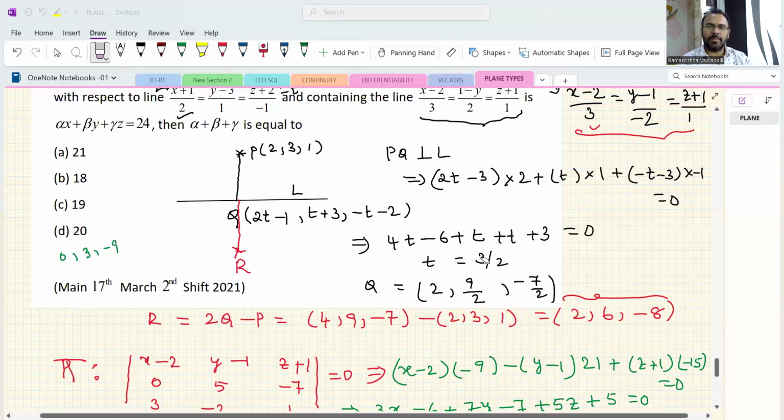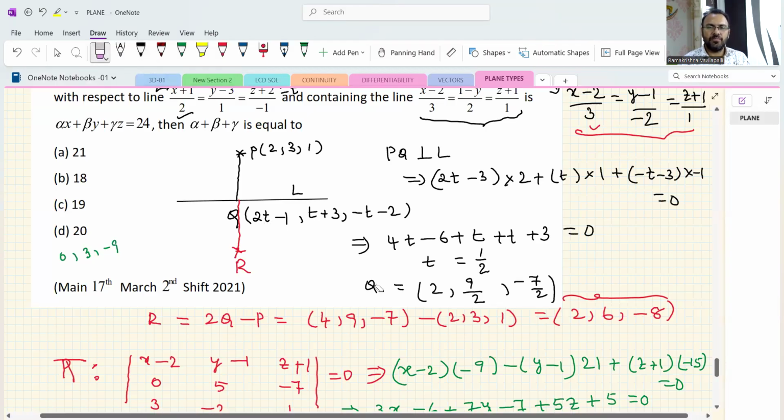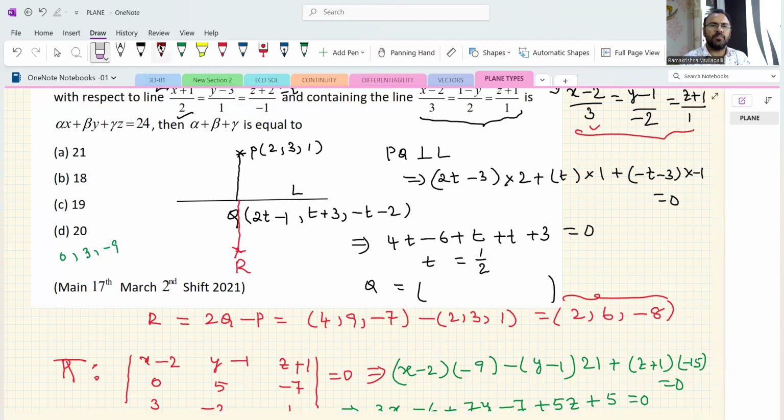I found my mistake here: 4t plus t plus t is 6t, equal to 3, so t equals 1 by 2. Okay, this mistake I did. Now the point Q is equal to 1 minus 1, 0. Change the coordinates of Q: 1 minus 1, 0. Substitute t equal to half here.